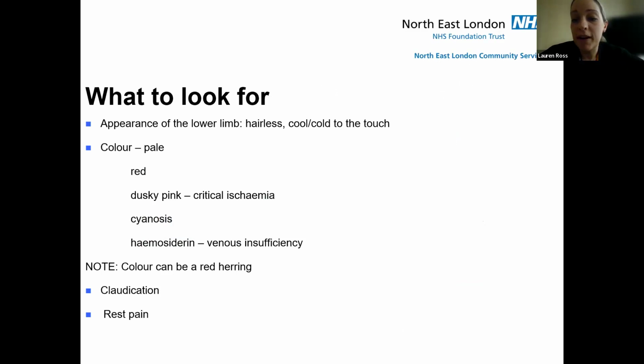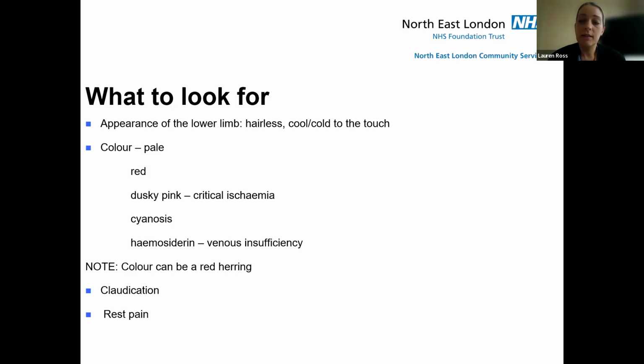So when performing a vascular assessment, we assess the colour of the foot. So is there any paleness or redness? Is there a colour difference between each limb? Is there any dusky pink colour, any cyanosis or hemosiderin staining going on? We'll also look to see if there's any hair present on the foot. So you need to have a decent blood supply really to be able to have hair on the feet. So that's a good indicator of that person's vascular status.